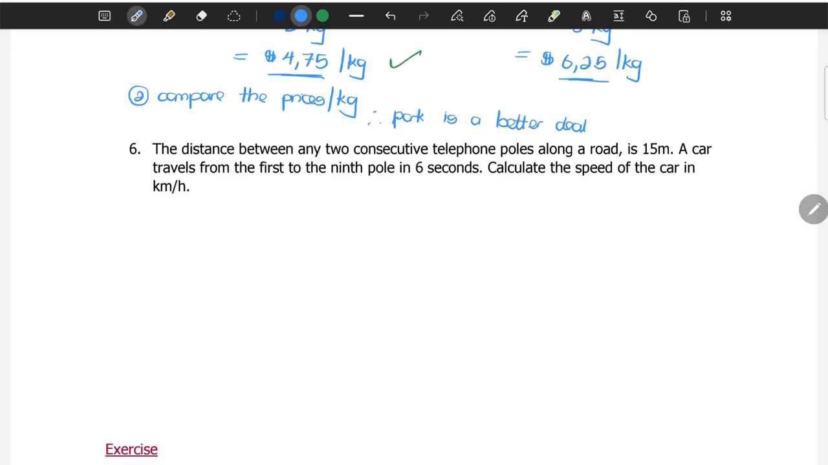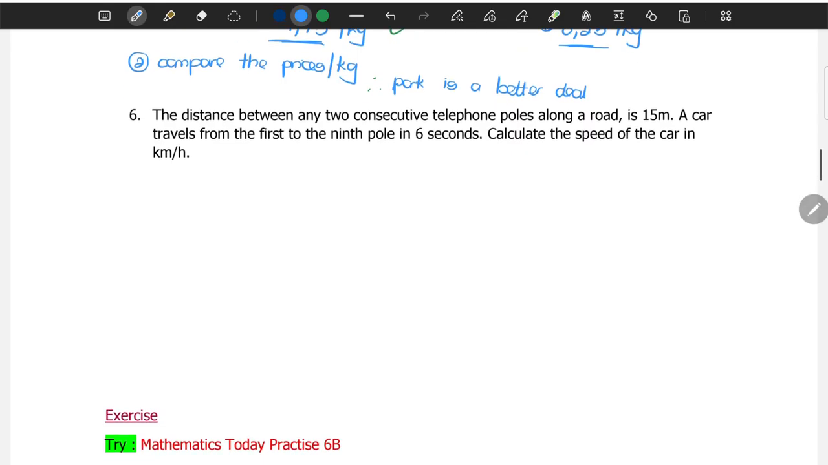Okay, so we have this question that says, the distance between any two consecutive telephone poles along a road is 15 meters. A car travels from the 1st to the 9th. So things to note, we have 15 meters, and a car travels from the 1st to the 9th in 6 seconds. So that's also key. Calculate the speed in kilometers per hour. So units are important and the keywords are important.